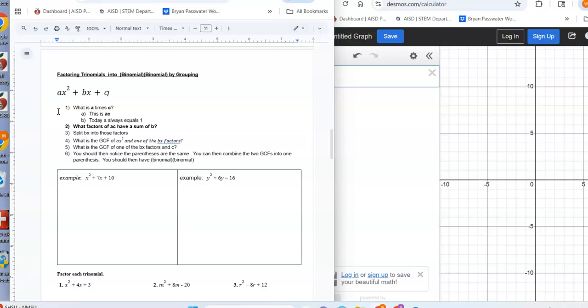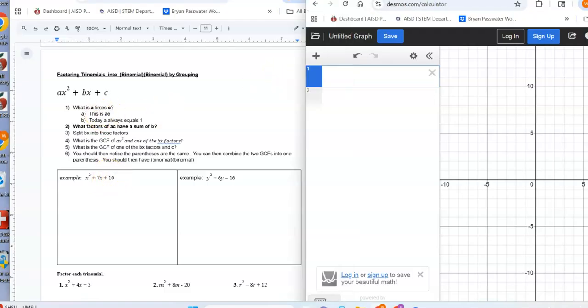First up, you have to figure out what is a times c. For example, x squared plus 7x plus 10. A is 1, meaning this is 1x squared. For today, a is always going to be 1. C is 10. So what is AC? Well, AC is 10.